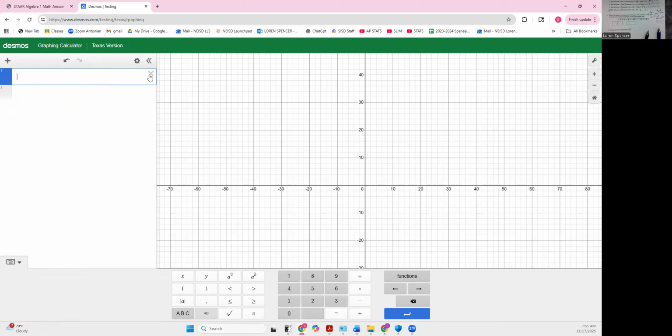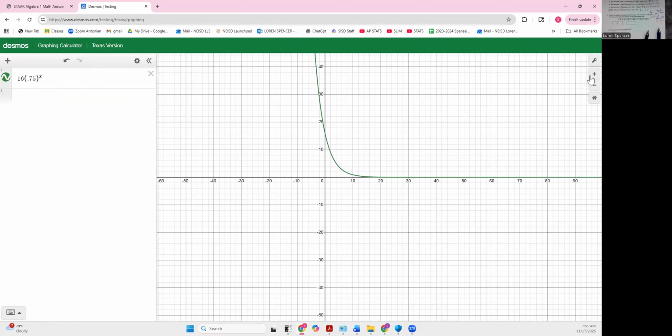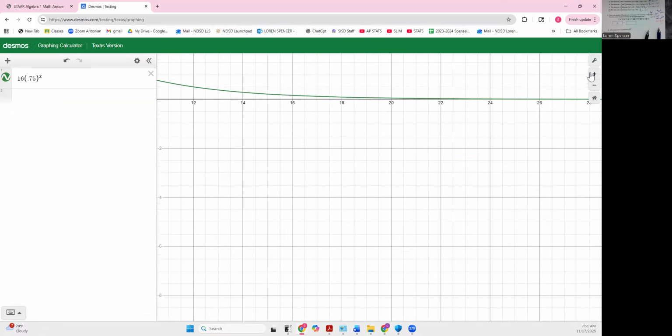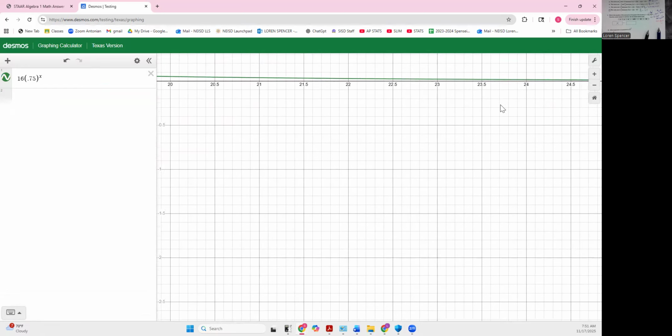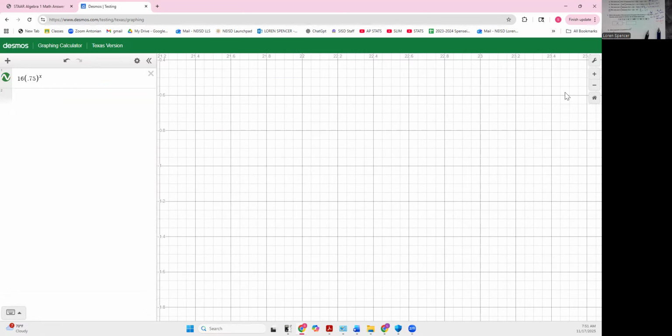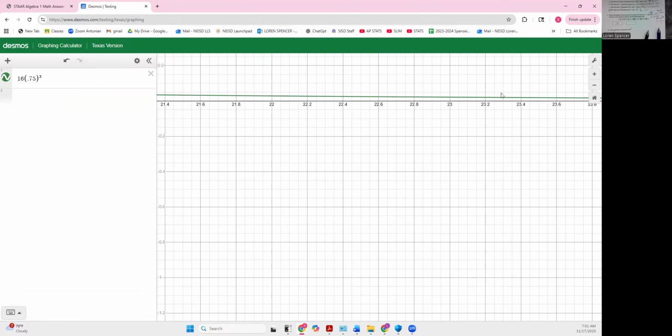And we have 16 parentheses 0.75 raised to the x. To do that, you have to use the AB button, and then you type in an x. Well, guess what? It looks like it hits 0, but let's check to see if it really does. When I zoom in, every time I zoom in, it's like, gosh, it's getting close, but it doesn't.